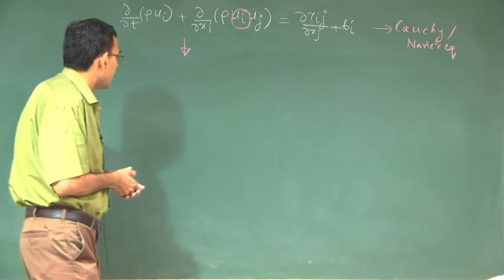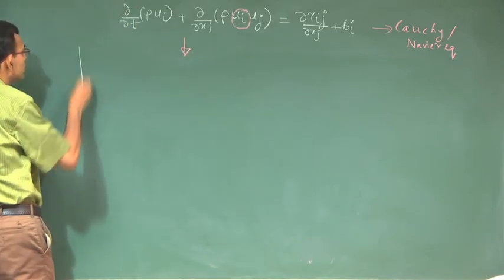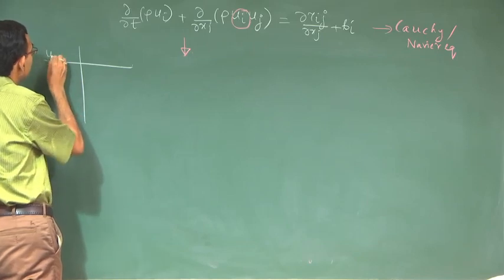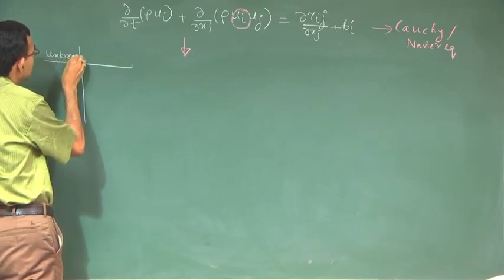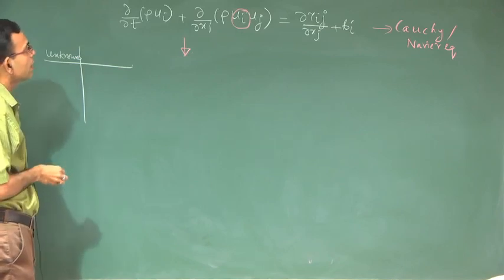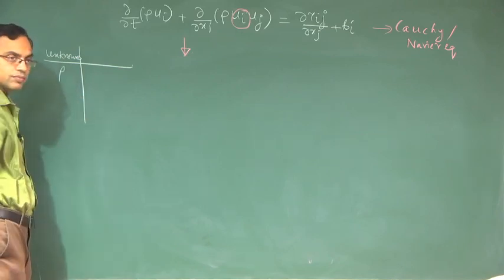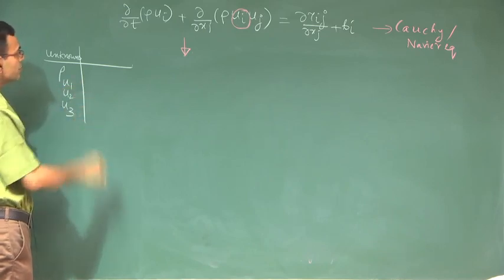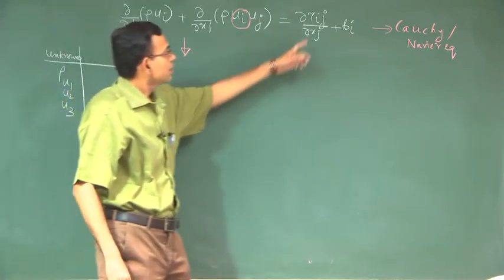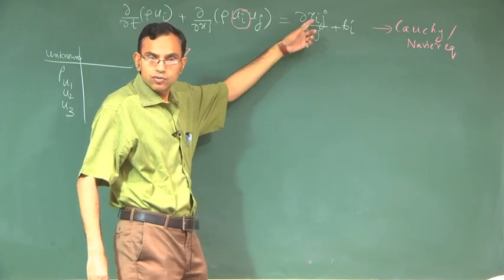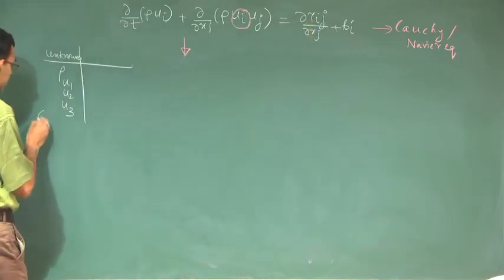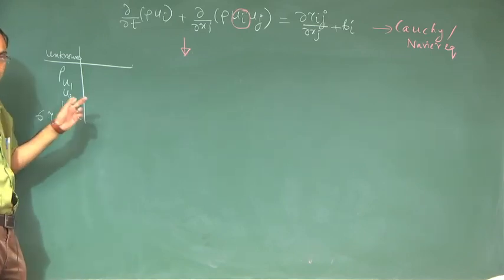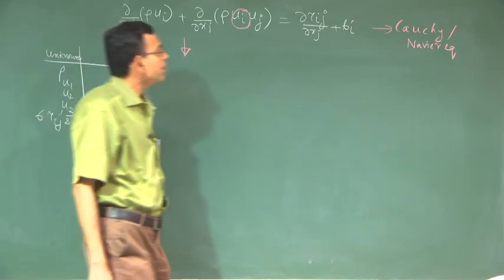So, let us make a tally of knowns and unknowns. What are the unknowns and how many independent equations are there? So, unknowns are rho, which may be an unknown, u1, u2, u3, and tau ij's, these are not known. So, 6 tau ij's, not 9, because 3 are dependent on each other.